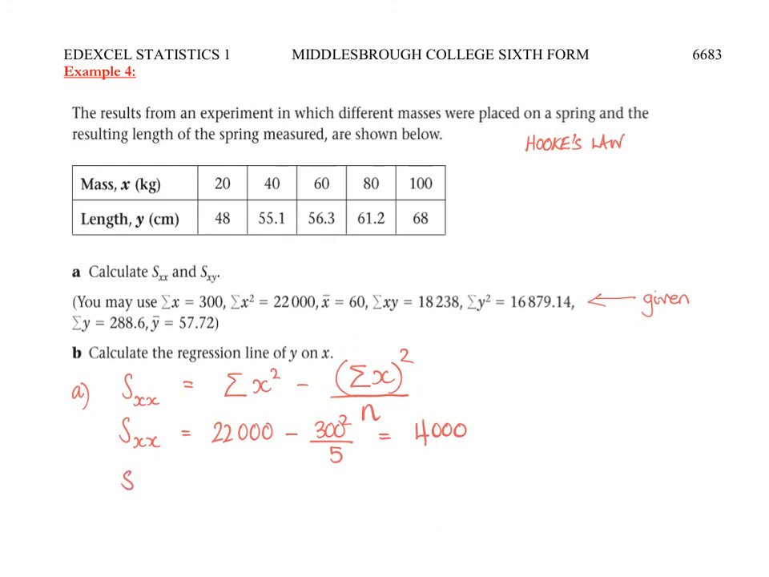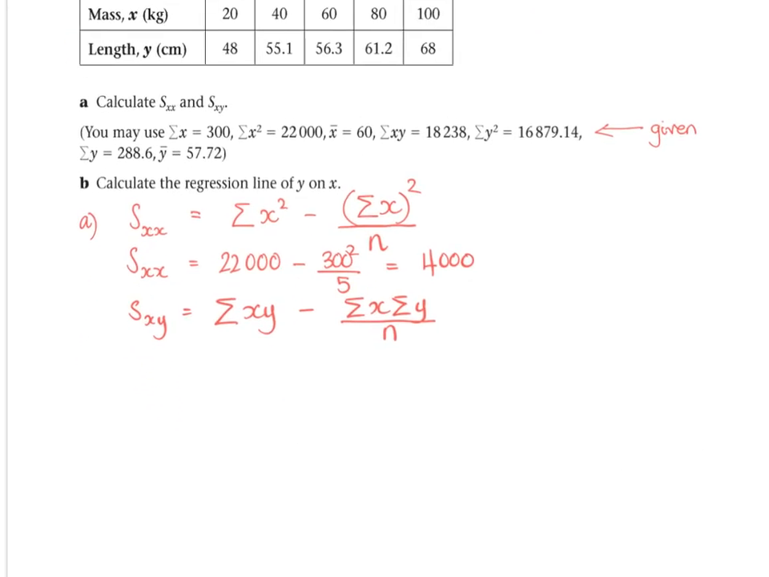If we work out what Sxy is, that's the sum of x times y minus the sum of x times the sum of y, all over n. So the sum of xy is equal to 18238. I'm just getting these figures from the beginning of the question. And that's all divided by 5. So the final answer for that one is 922. So we've calculated Sxx and Sxy.